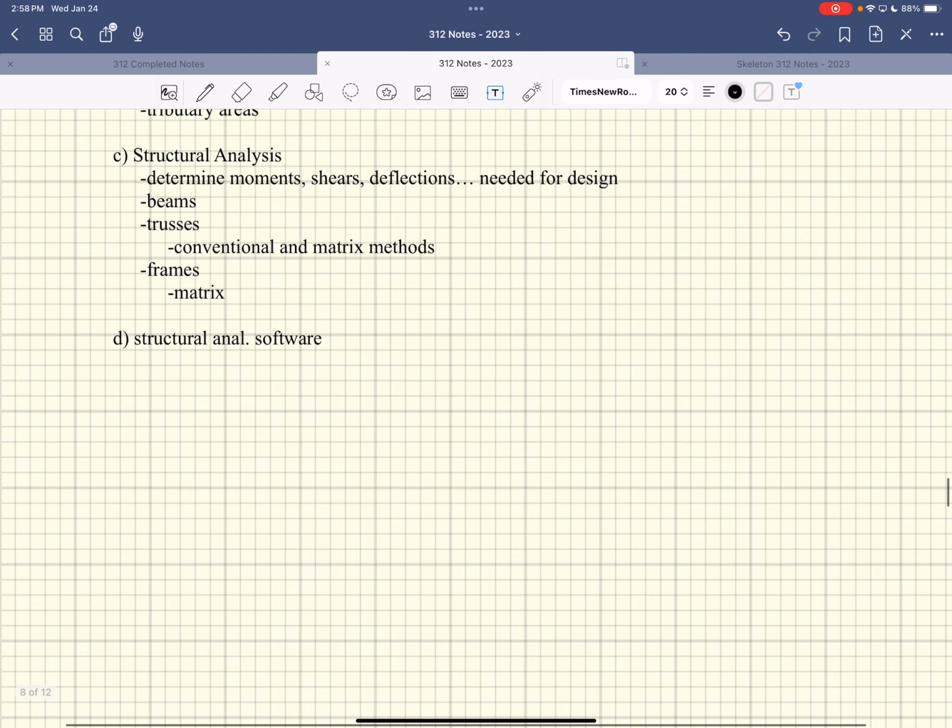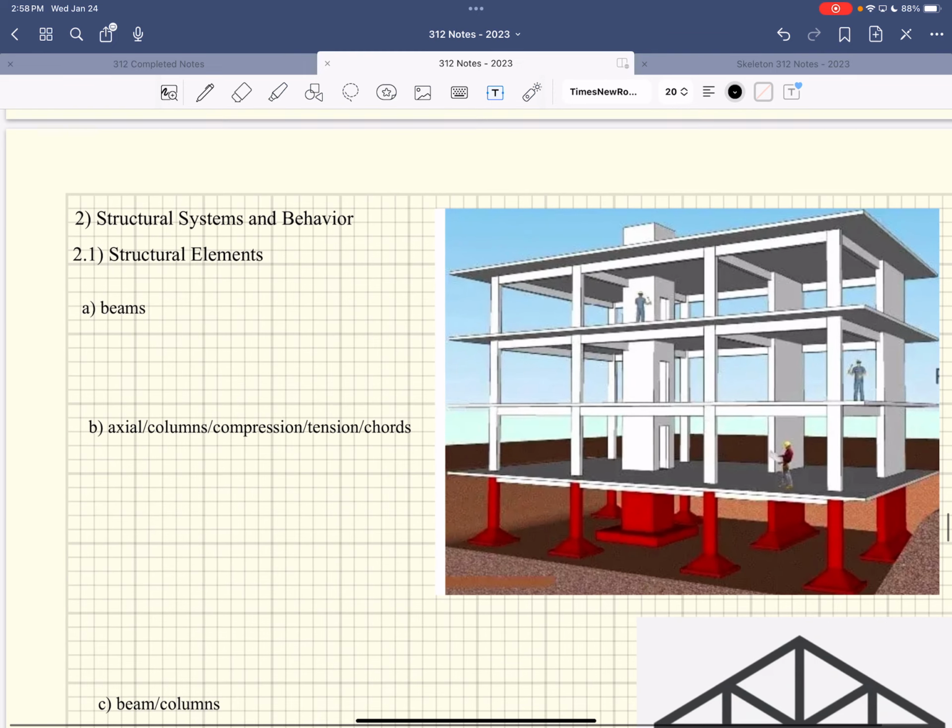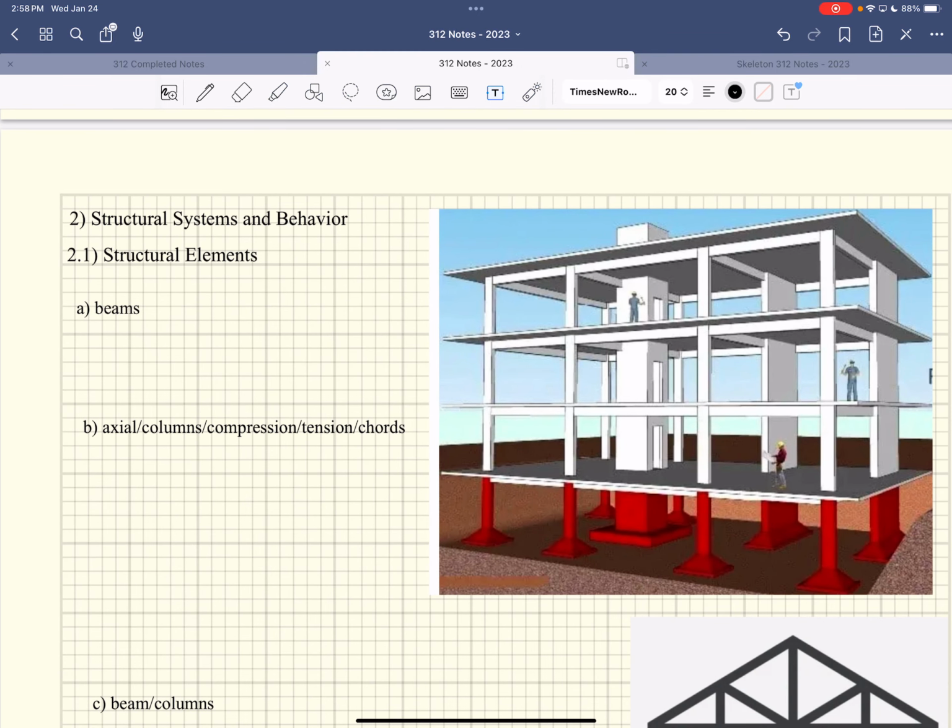We're supposed to be way beyond this. So this is where we'll start on Friday. We'll start talking about structural systems and behavior. We'll define what beams, columns, and tension members are, and then beam columns, plates, walls, and so on. We'll define those elements, and we'll talk about the different systems as well. Okay.